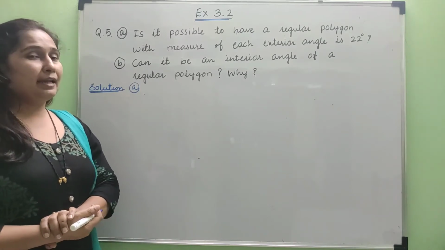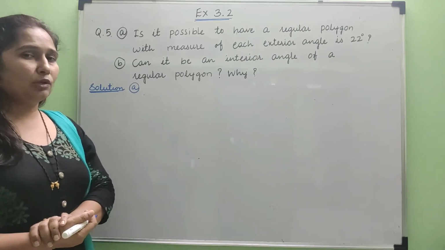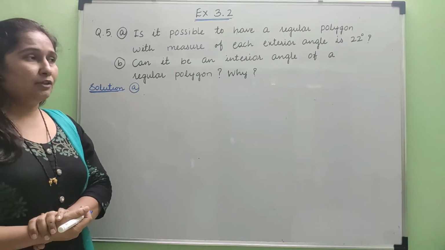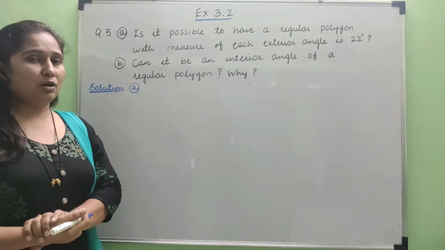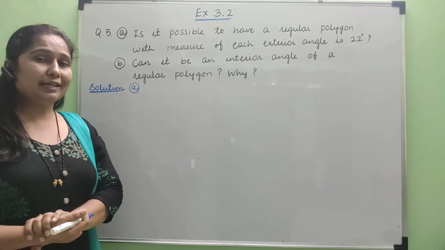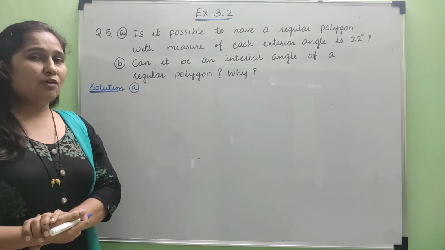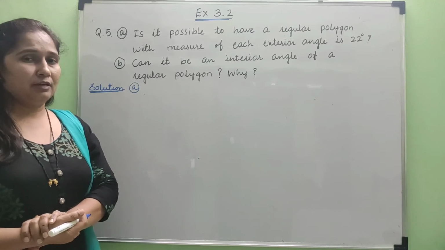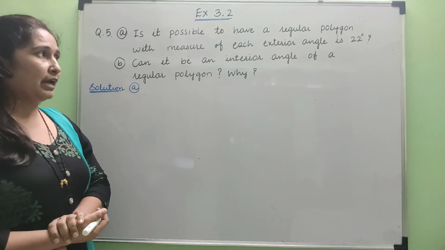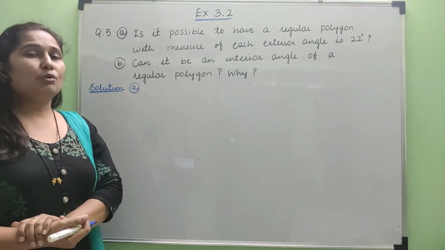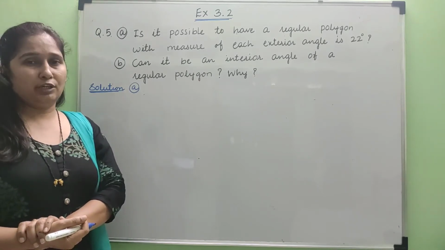So here the exterior angle is 22 and we know that the sum of the exterior angles of a polygon is 360. So when you divide this 360 by the exterior angle, then you will get the number of sides. But we know that 360 is not divisible by 22, right? It is not divisible. Instead of a whole number, you will get a fraction. And we know that the number of sides can't be a fraction. That's why it is impossible to have a regular polygon with an exterior angle measuring 22.